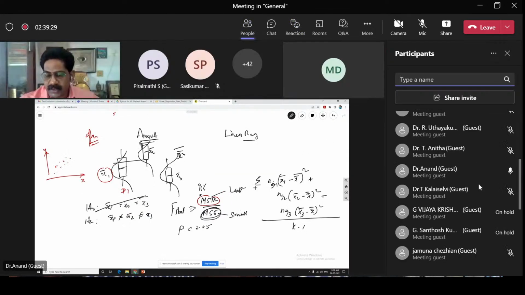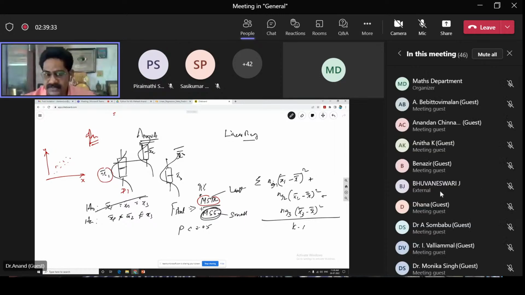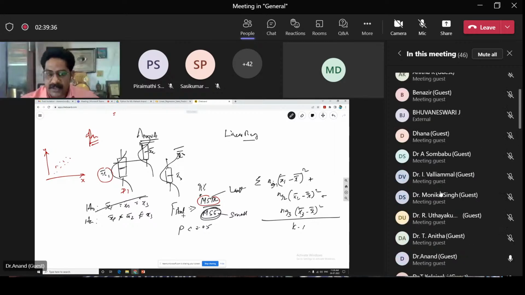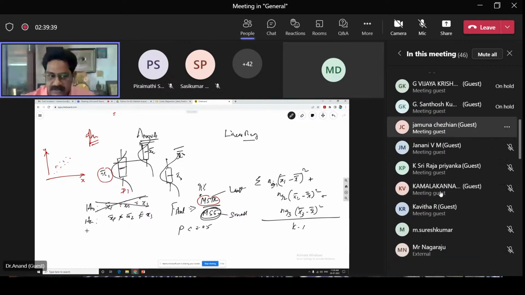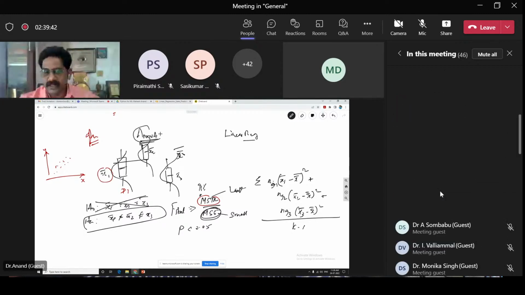So a large numerator with a small denominator will make your F statistic score larger. The larger the F statistic score, the higher the chance of rejecting the null hypothesis. Your alternate hypothesis holds good. That is what ANOVA does.